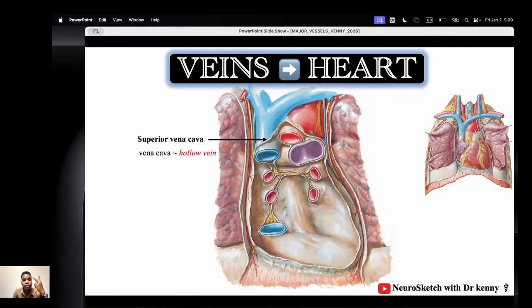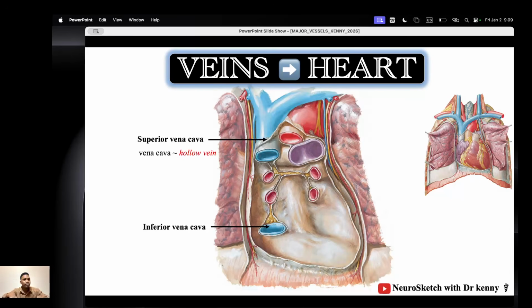In the human body, we have two main vena cava, two great veins. We have the superior vena cava, and because this is superior, we should also have the inferior vena cava. But what's the function of veins? Veins drain blood into the heart. The superior vena cava drains blood from the upper part of the body, but the inferior vena cava drains blood from the lower parts of the body.